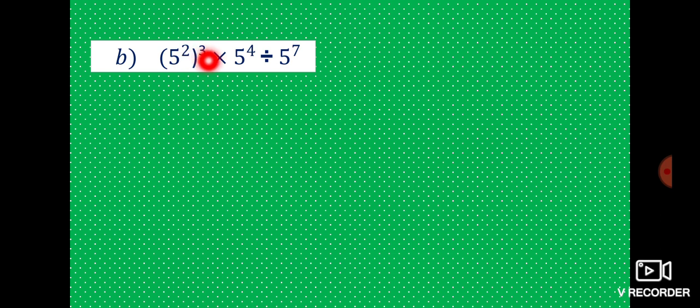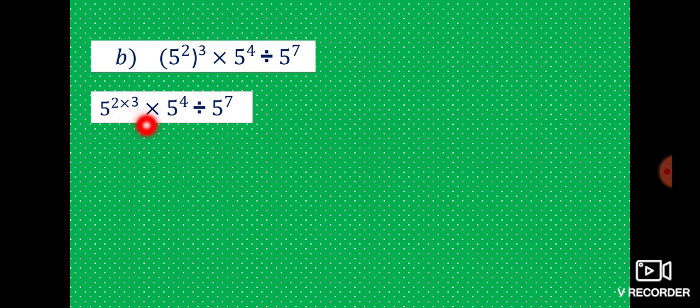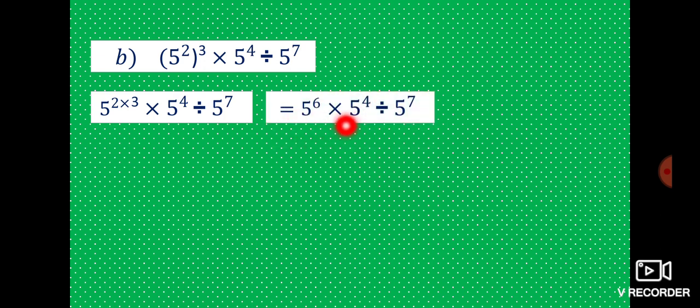Next, B question. 5 square whole cube into 5 raised to 4 divided by 5 raised to 7. This is power of a power, so we multiply these two powers. 5 raised to 2 into 3, into 5 raised to 4, divided by 5 raised to 7. 2 into 3 is 6. 5 raised to 6 into 5 raised to 4. Then by the first law, the same base multiplication comes, so we add the powers. 5 raised to 6 plus 4, divided by 5 raised to 7.